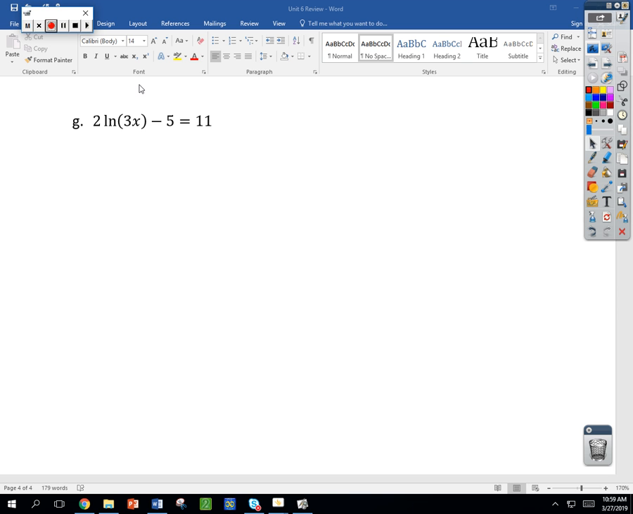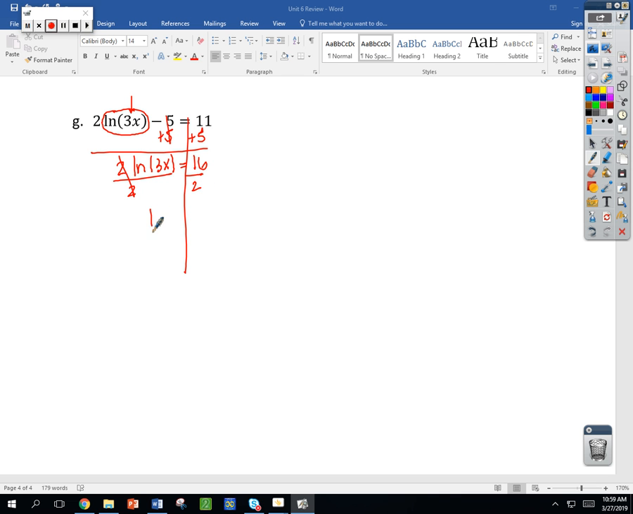Okay, so I added this question in as a bonus just because I noticed when we were going through them that there weren't any natural logs on here, so I wanted to go through what a natural log is. So again, here's the x. It's inside the natural log, so I want to move everything away from that. My first step would be to move the plus 5, and I get 2 times natural log of 3x equals 16. Divide by 2, because that's out in front of the natural log, it's not inside of it, so I can get rid of it. And I have natural log of 3x equals 8.